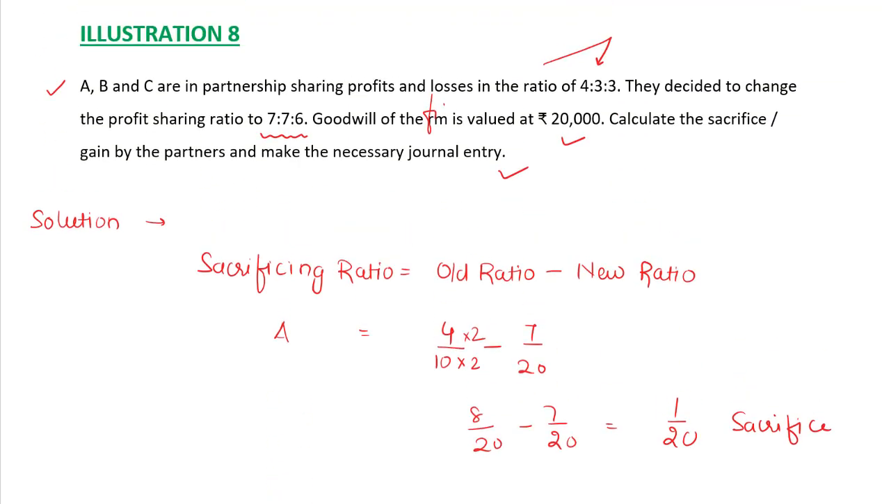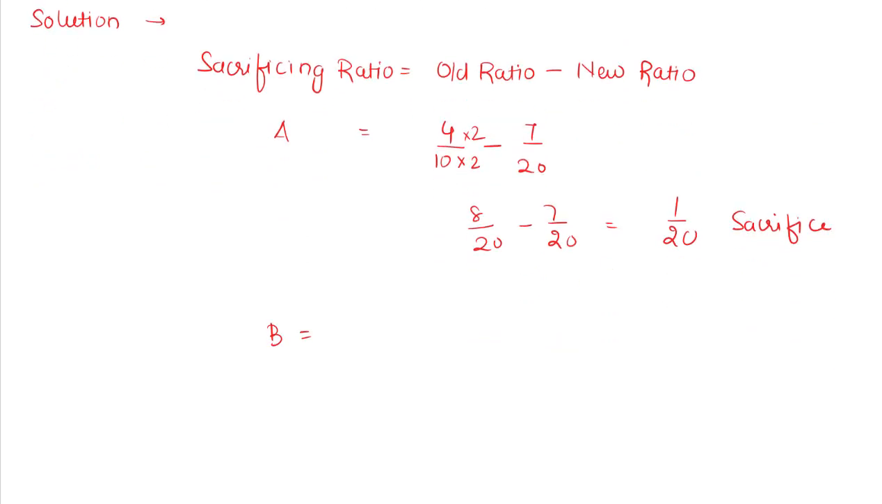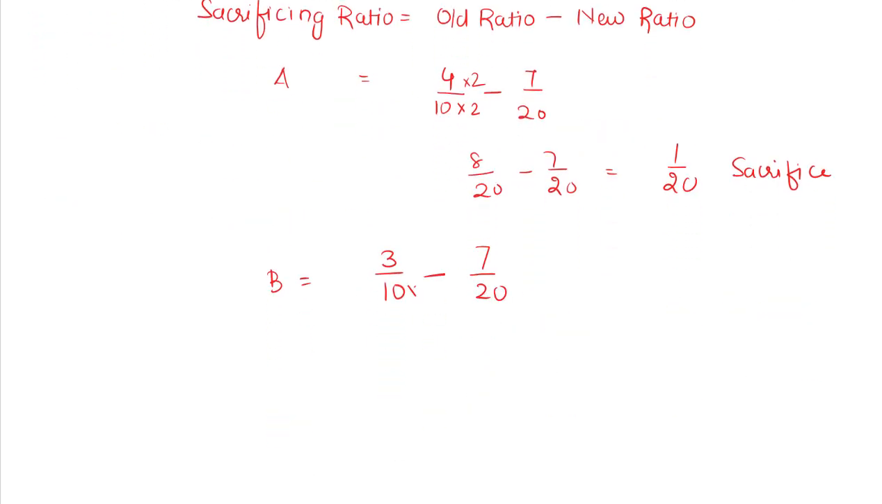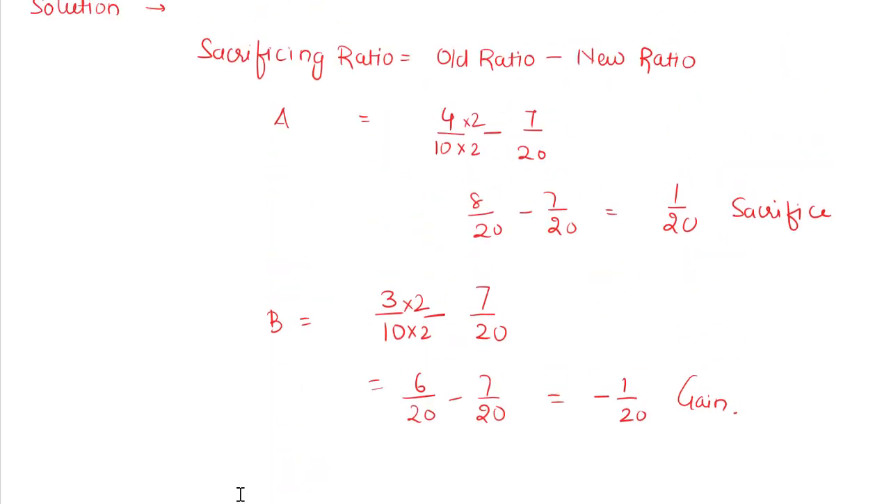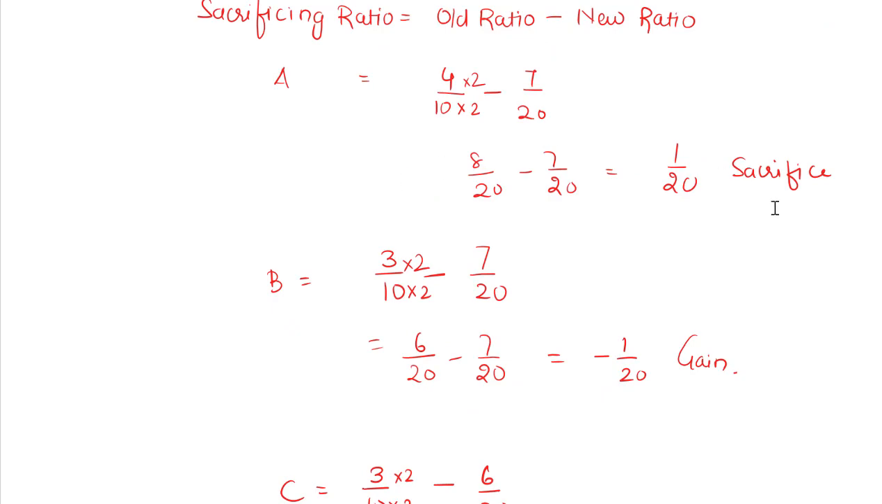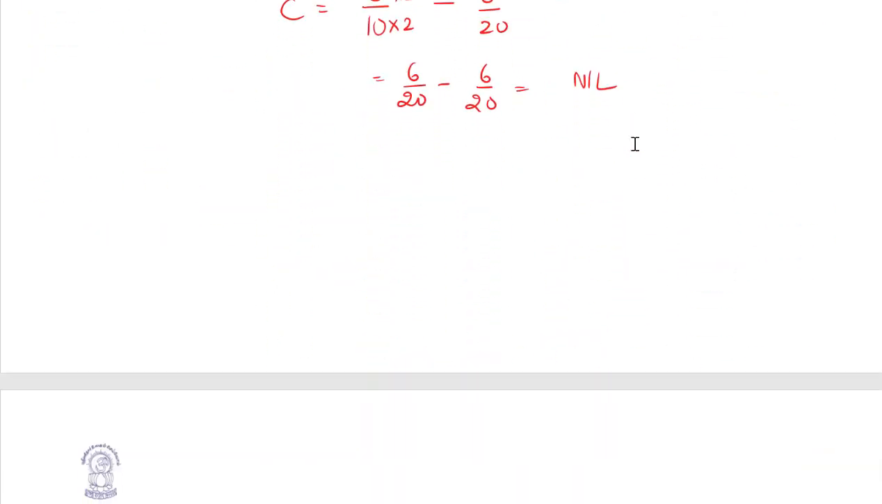In case of B, 3 by 10 minus 7 by 20, 6 by 20 minus 7 by 20. This is minus 1 by 20. This is negative, so it is gain. In case of C, old ratio is 3 by 10, new ratio is 6 by 20. So 3 by 10 minus 6 by 20, 6 by 20 minus 6 by 20 equals nil. B is a gaining partner, A is a sacrificing partner. The goodwill is 20,000.